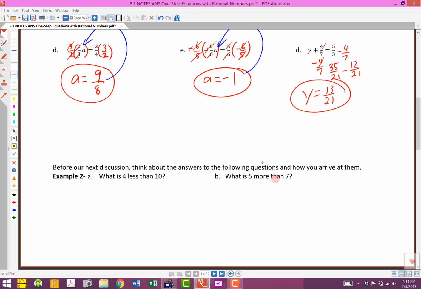So I want you to spend some time thinking about those and thinking about how you get the answer. Everybody knows what the answer is, but think about what operation, add, subtract, multiply, divide, and what order you put those in to do those. So go ahead and get started on today's assignment, and then we'll talk about this more tomorrow.